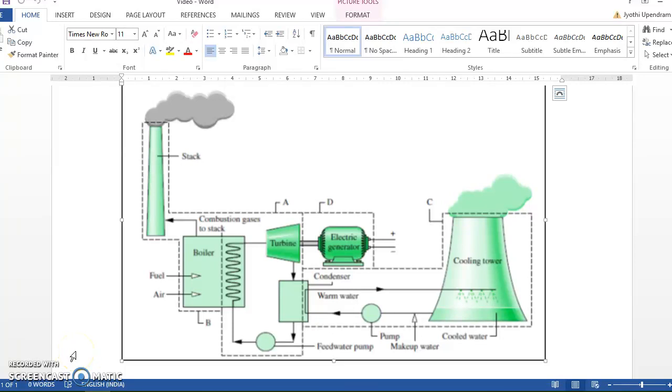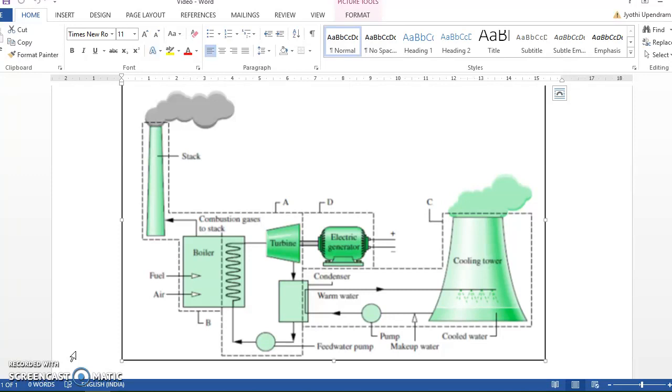Good morning. Today we are going to discuss the working principle of a steam power plant, the basic components in a steam power plant, their functions, and the basic cycle called the Rankine cycle, and one of the performance enhancement methods called regeneration. In a vapor power cycle, the phase of the working substance changes alternatively.